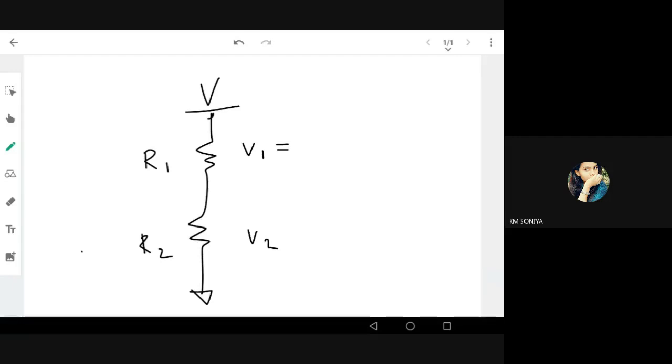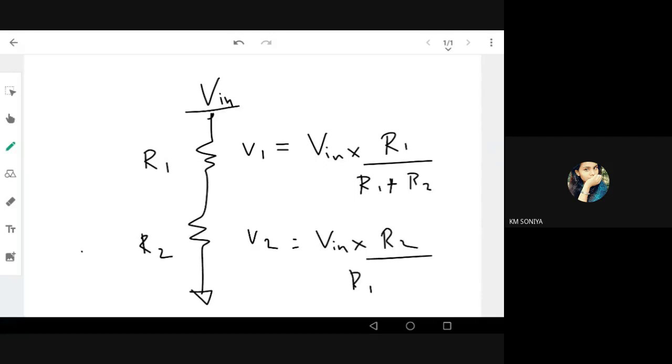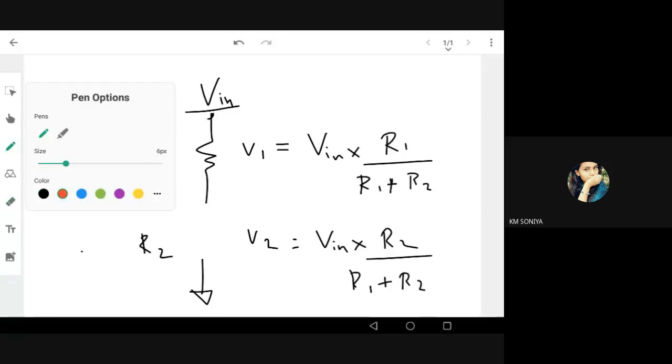V1 is equal to the total input voltage. This is the input V in. So V in into R1 divided by R1 plus R2, right? Similarly, we'll get V2: V in into R2 divided by R1 plus R2. Now, if this is the case, what happens if I disconnect this R2? What will be the voltage V2? Who can tell me?